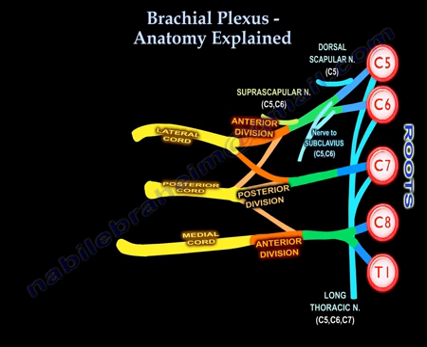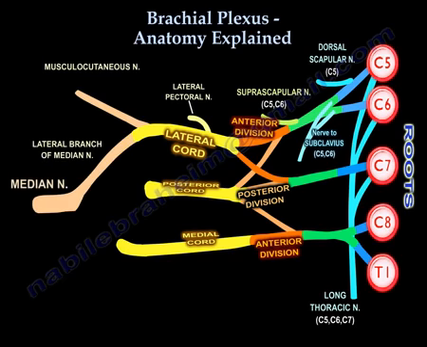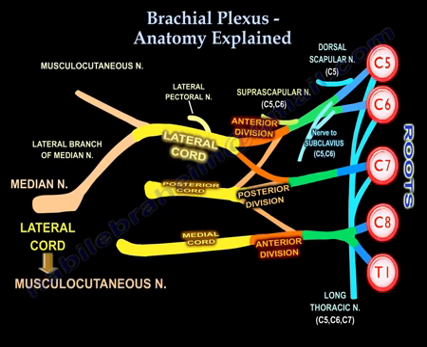So let's take the lateral cord, 3 branches: the lateral pectoral, the musculocutaneous, and the lateral branch of the median nerve. Just remember the lateral cord supplies the musculocutaneous nerve.